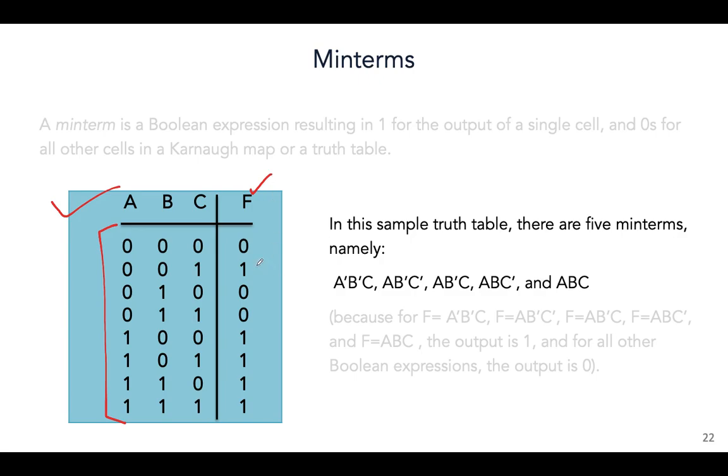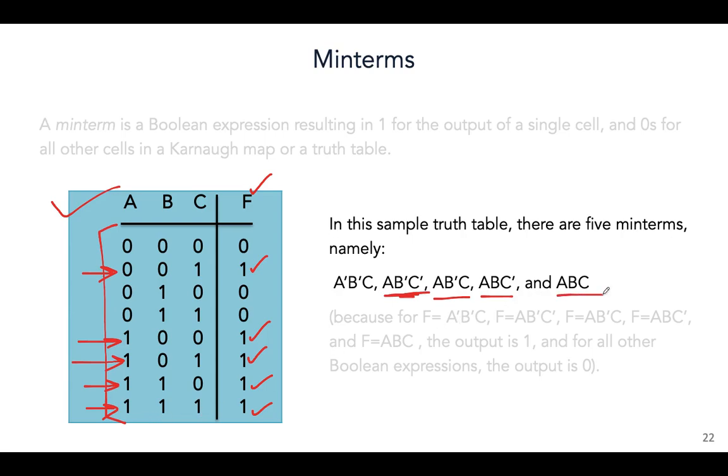Let's see in this table, this is a 1, this is a 1, this is a 1, this is a 1 and this is a 1. So these are the min-terms. This is what we mean by min-terms. In this truth table, we see 5 min-terms. What are those? This one, which is A dash, B dash, C. The second min-term is this one, which is A, B dash, C dash. This is the third min-term, which is A, B dash, C. This is the fourth min-term, A, B, C dash. And the fifth min-term is A, B and C.